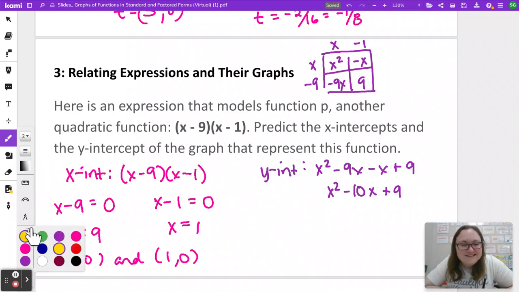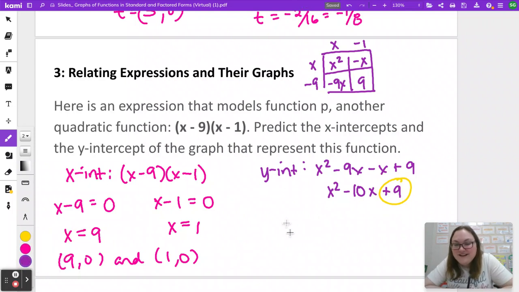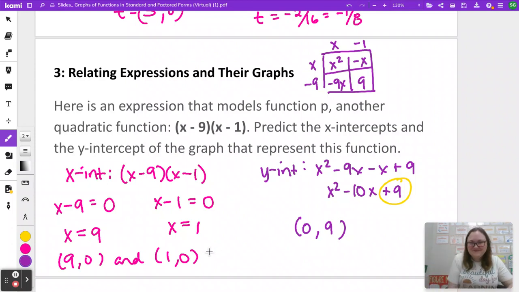And when you look at standard form, we said the y-intercept is always our constant. And so here, your y-intercept would be at the point 0 on x and then 9 on y, y-intercept at 9. These are the x-intercepts and the y-intercept of this graph right here, and we didn't even have a graph to figure that out. Isn't that cool? I think so, but I'm a math teacher, but hopefully you do too.